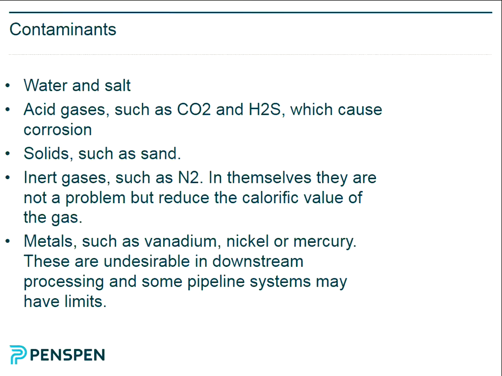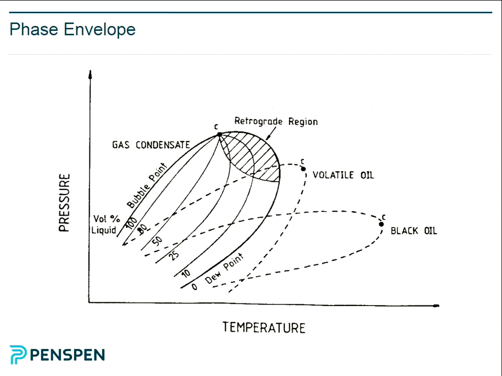Now, for example, if you're here, you've effectively got oil in a reservoir. When you reduce the pressure, and you hit this line here, this is called the bubble point. You start to get gas coming out of solution, and these are lines of constant volume. That's 100% liquid, this is 80% liquid, 50% liquid, 25% liquid, 10% liquid, 0 liquid. And these all converge on the critical point.